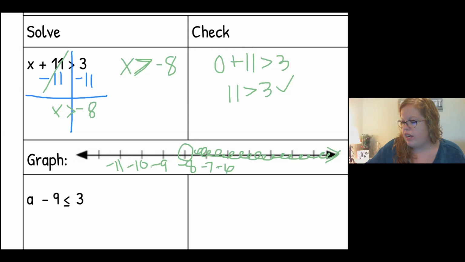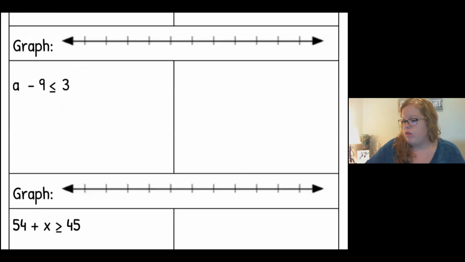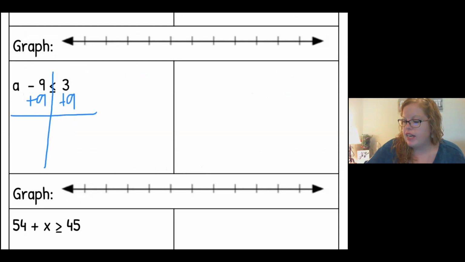Now let's try the next one. This one, I believe, is one more. Okay, so for this one, why don't you pause it and work it out yourself? See how far you can get, and then see if you get it right. So I'm going to go ahead and solve it. I'm going to add 9 to both sides. The left-hand side cancels out, and I'm left with A, and 9, 10, 11, 12. So my answer would be A is less than or equal to 12.